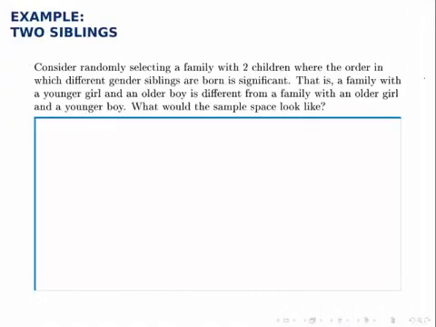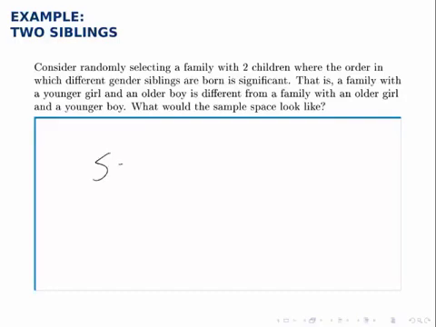Consider randomly selecting a family with 2 children where the order in which different gender siblings are born is significant. That is, a family with a younger girl and an older boy is different from a family with an older girl and a younger boy. What would the sample space look like for this family? In other words, what are the different possibilities for children that this family could have?